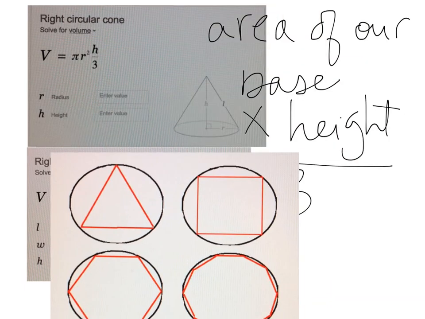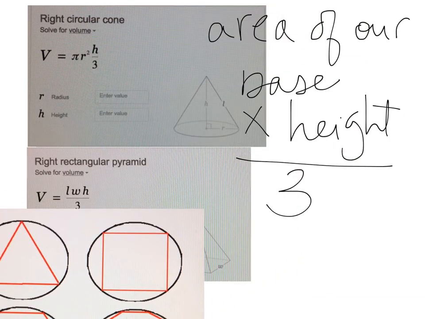Okay, so again, just to review this one real quickly, the area of our base times the height, divided by 3, will give you the volume of a right circular cone or a rectangular pyramid.